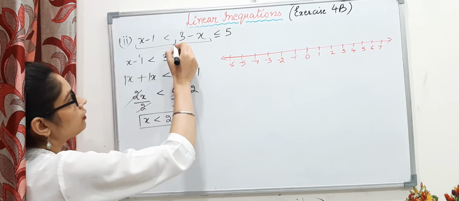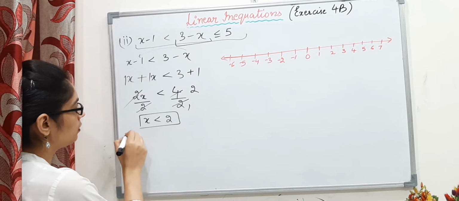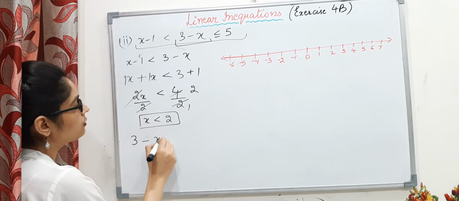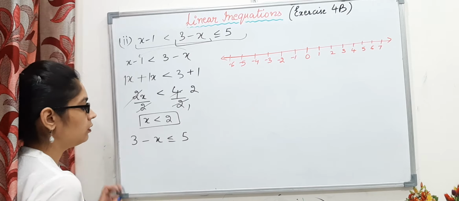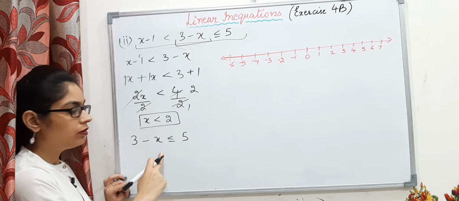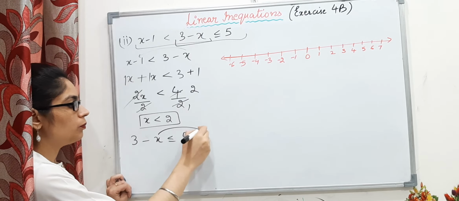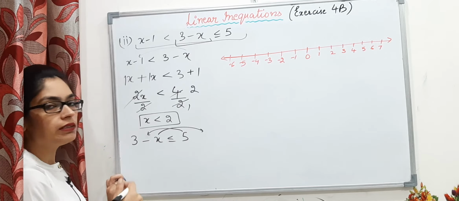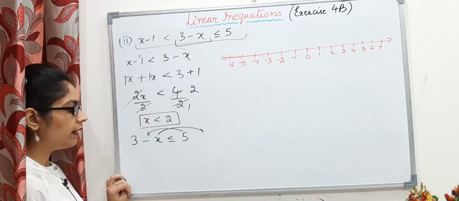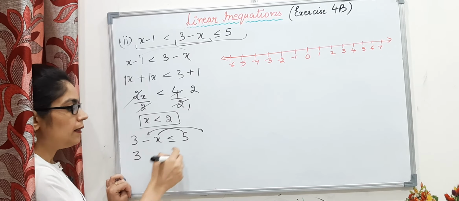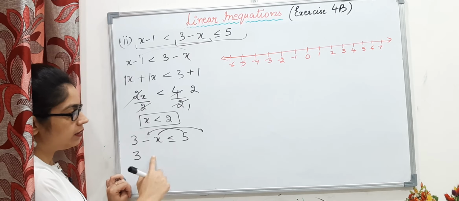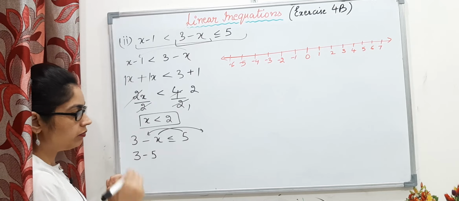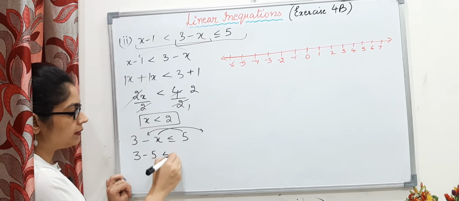Now the second part is this, we will solve this. 3 minus x is less than or equal to 5. So x is negative, we will shift it to the other side, it will be changed to positive, and this 5 will shift to this side. Because 3 and 5 are two like terms, we can write them together. 3 plus 5 on changing sides will be changed to minus 5. This sign will remain the same.